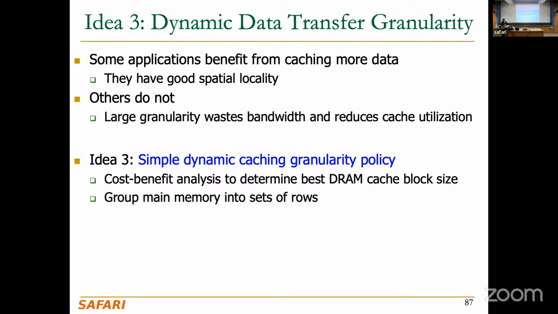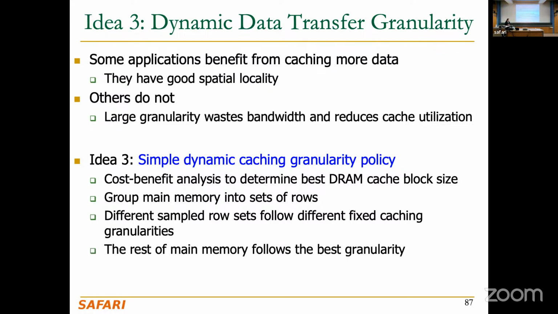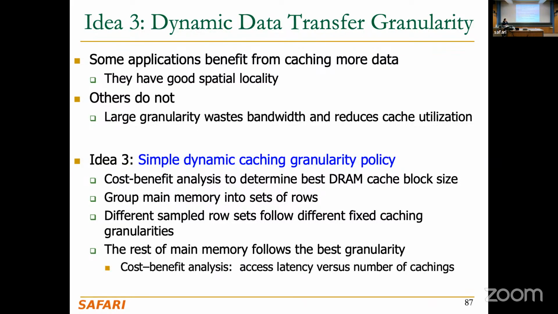It provides a cost-effective analysis to determine the best DRAM cache size and group size, and groups memory into sets of rows. Different sampled rows follow different fixed caching granularities, and the rest of memory just follows the best granularity to get the cost benefits, where we make a trade-off between the access latency and the amount of data that we want to cache on chip, and also channel contention.